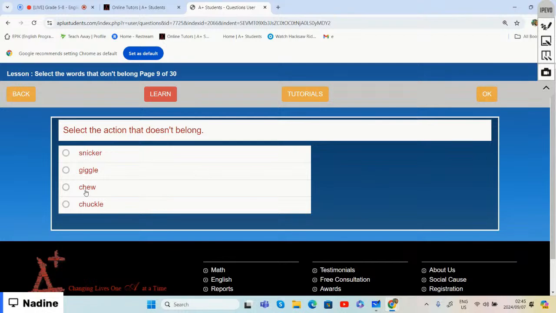Snicker, giggle, chew, and chuckle. Which one doesn't belong? This is the last one. Snicker, giggle, chew, chuckle. The last one. Which one doesn't belong?